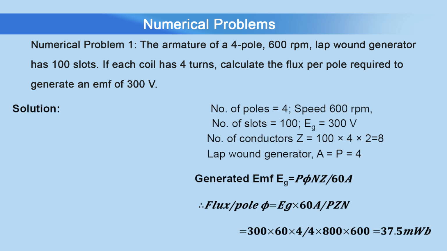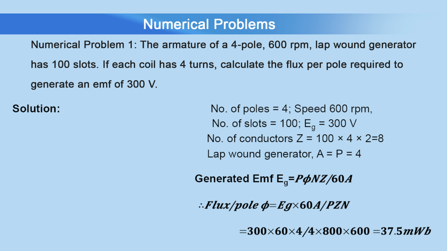So dear learners, first we need to understand what values are given in this particular question. The total number of poles is 4. The speed of the machine is 600 RPM, the number of slots is 100, and each coil has 4 turns. The total number of conductors is 100 into 4 into 2, which is equal to 800. It is a lap wound generator, so A is equal to P, which means the number of parallel paths will be 4.